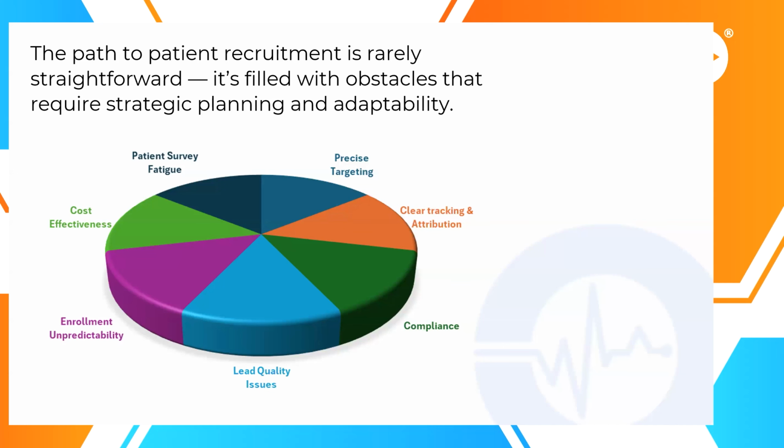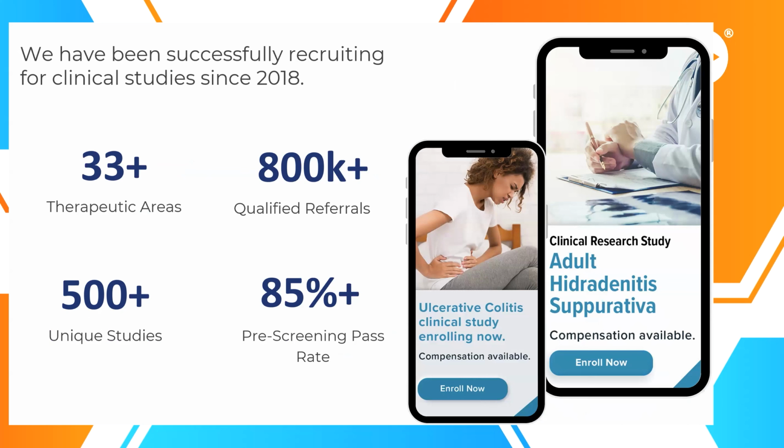And we've been successfully recruiting studies since 2018. We work currently in 33 plus therapeutic areas. I think it's up to around 39 now. To date, since 2018, we've had 832,000 qualified referrals. We've completed 500 plus studies, and our pre-screening pass rate from lead gen to pre-screening is 85% plus on the high end regularly.